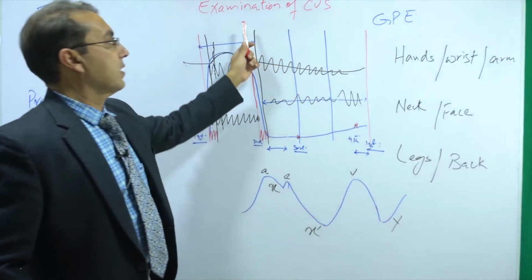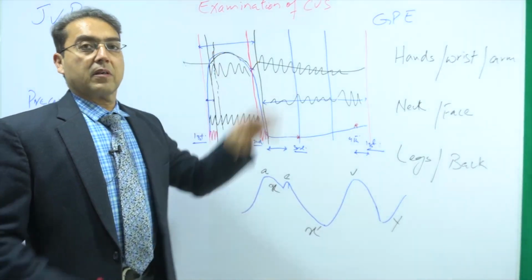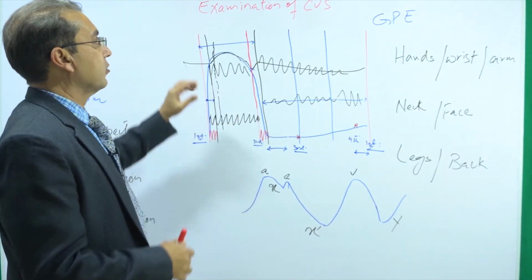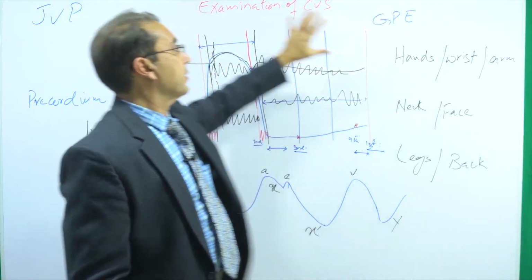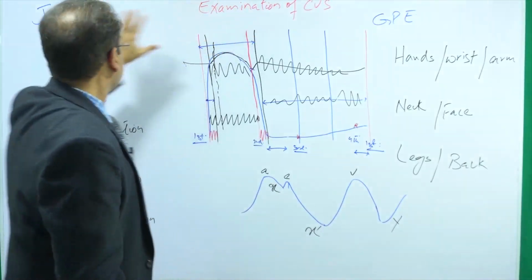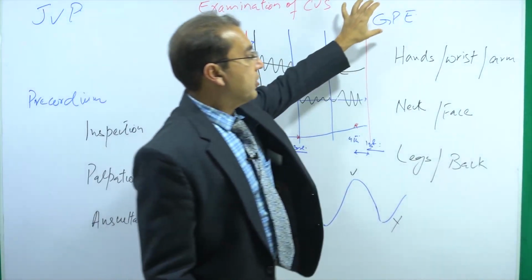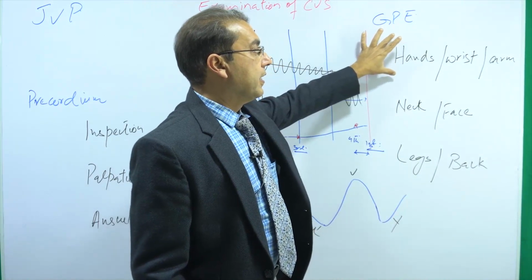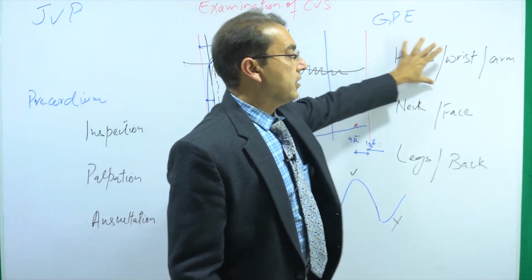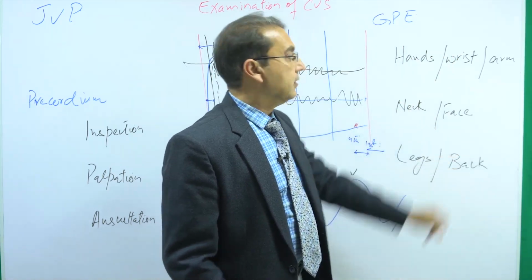So we are going to discuss the examination of the cardiovascular system. Whenever you examine a particular organ system, we basically divide it into two components: the general physical examination, which is relevant to that particular system, and the system itself. For the cardiovascular system, the general physical examination is generally divided into the areas: hands, wrist and arm, neck and face, legs and back.